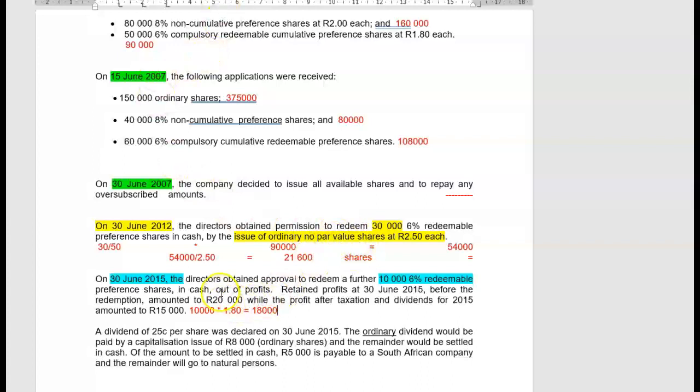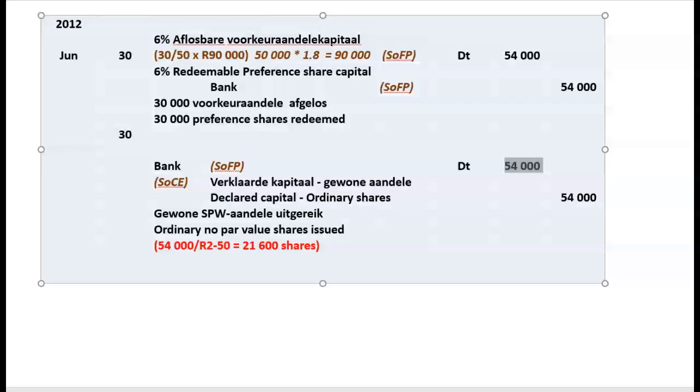Now what are they going to use for this? They're going to redeem it in cash but out of profits. Now, what does that mean? Guys, it means I'm going to credit bank and I'm going to debit something. And what is that something? Retained profits at 30 June 2015 before the redemption amounted to 20,000 Rand, while the profit after tax and dividends for 2015 amounted to 15,000 Rand.